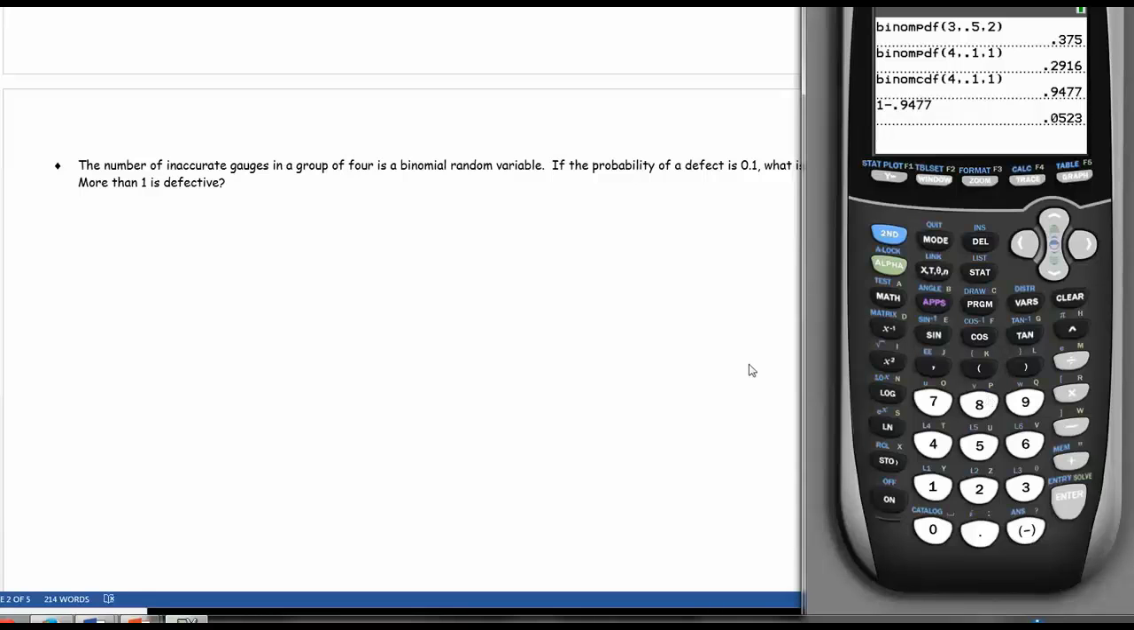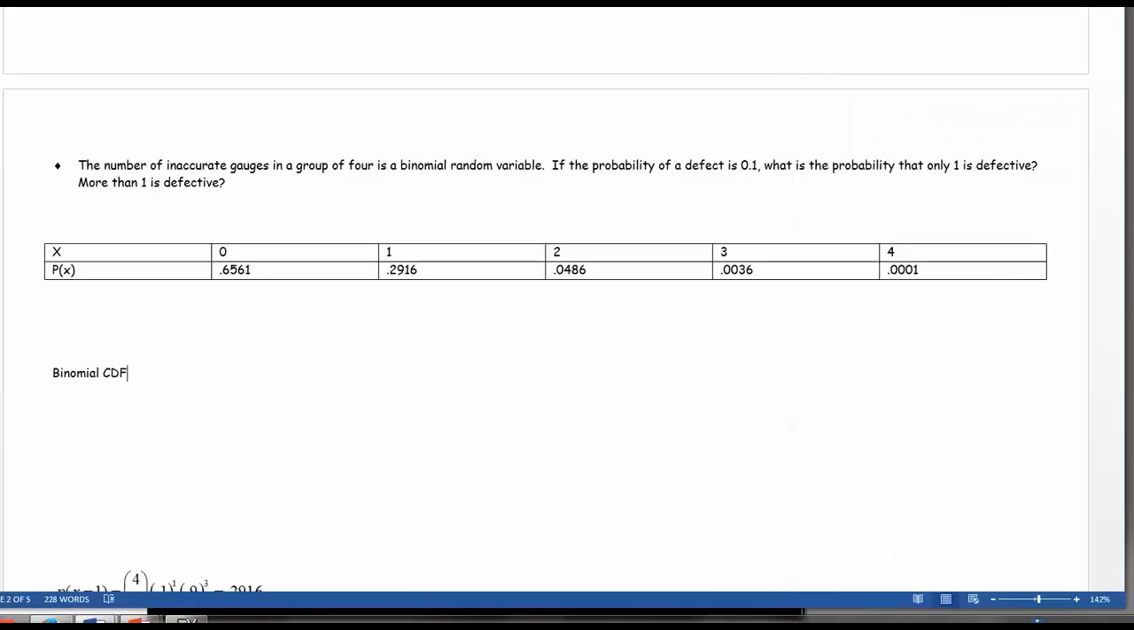Let me see if I can map this out a little bit better for us here. Okay, so what's going on here? I went back in and calculated the probabilities of each of the various x values. So I did a PDF to figure out what the probability of that particular value is. Let me clarify in context. The likelihood of 0 problems is 65%. The likelihood of all 4 of them being broken at the same time is 0.0001. The likelihood that 2 of them are broken, 0.0486. So about 5% of the time, I would walk in and find 2 broken gauges.